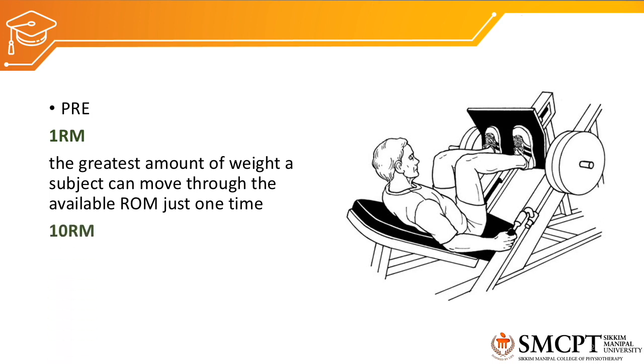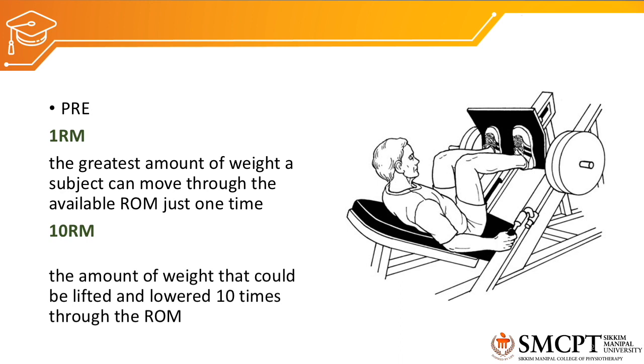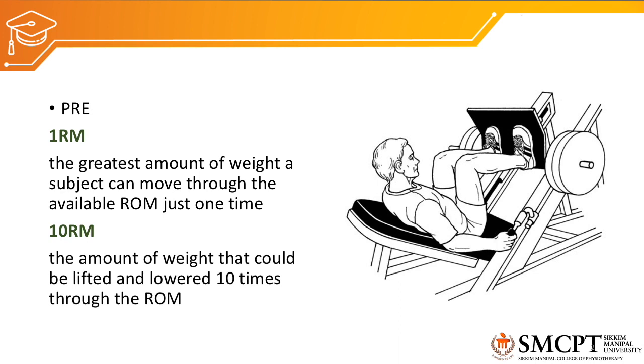Similarly, 10 repetition maximum means the amount of weight that could be lifted and lowered 10 times through the available range of motion. So it is the weight that can be repeated 10 times. According to this picture, the hip and knee can be extended against this weight 10 times. That is called 10 repetition maximum.